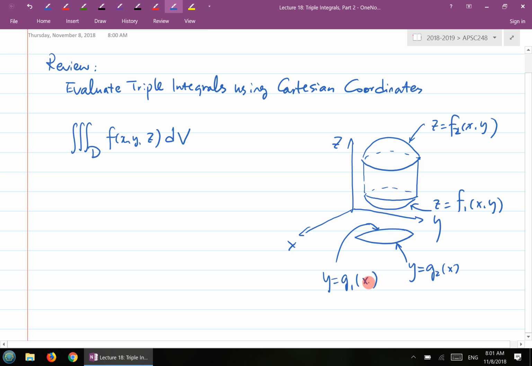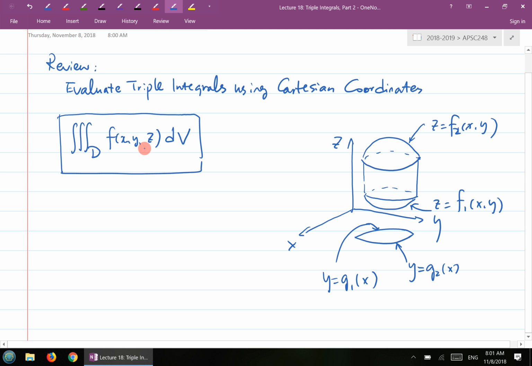Okay, good morning. Let's continue on triple integrals here. Just a quick review in terms of how to evaluate a triple integral using Cartesian coordinates. This is basically the appearance of the triple integral we typically deal with.